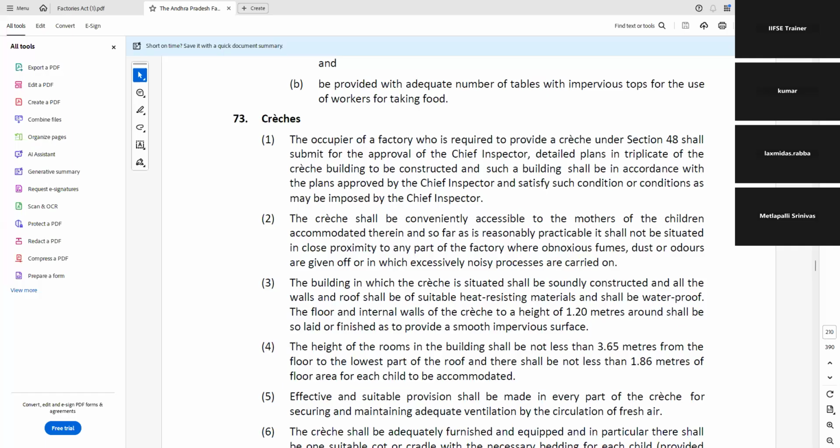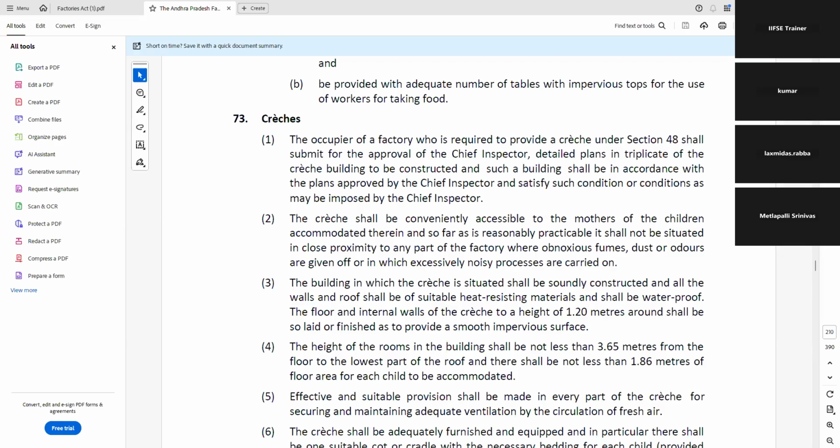The creche shall be conveniently accessible to the mothers of the children accommodated therein, and so far as reasonably practicable, it shall not be situated in close proximity to any part of the factory where noxious fumes, dust, or odors are given off, or in which excessively noisy processes are carried on. So it should not be so close to such kinds of factory operations.